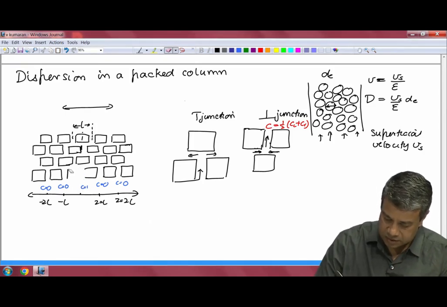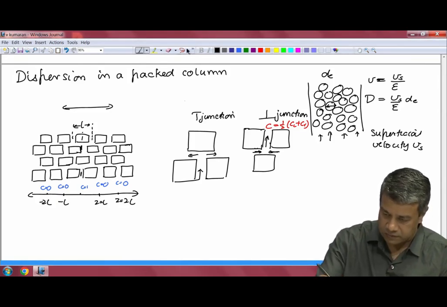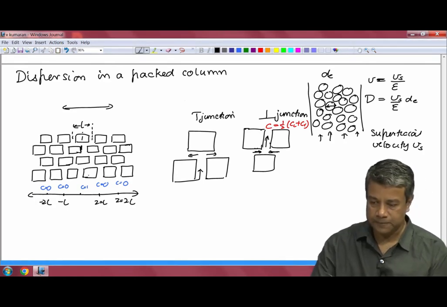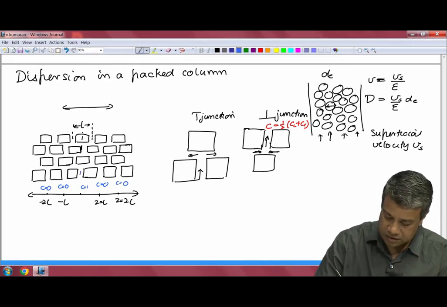So, I will write the concentrations in blue for you. The concentration is just 1 over here, at the inlet, where the solute is incident. I scale it by the concentration of the solute at the inlet. So, the scaled concentration is just 1 here.